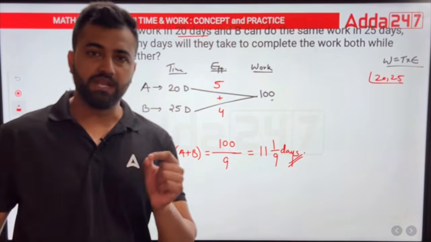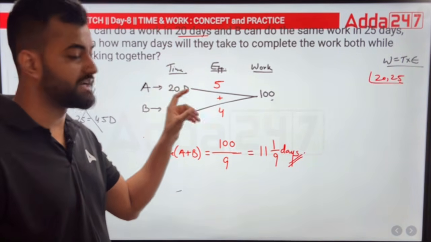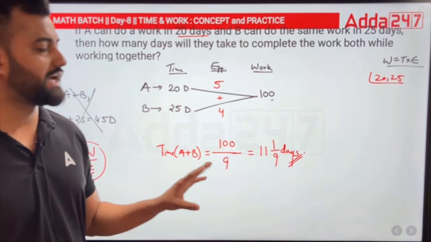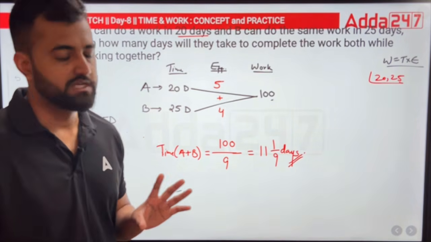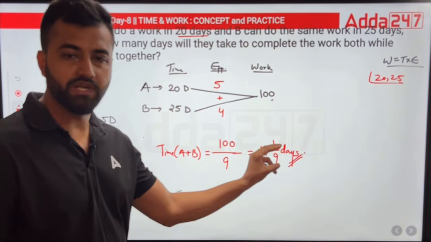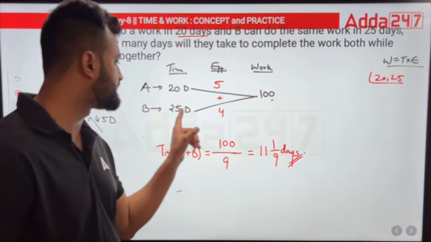So always remember the steps. We have time. So what do we need? We need efficiency and we need work. That's it. As simple as that. And whoever is working, you need to consider their efficiencies. Suppose A is working, then just put A's efficiency out here. See, if you put 5 out here, you'll be getting 20 days, right? See, 20 days is matching. If you put 4 out here, you'll be getting 25 days, right? See, 25 days is matching.